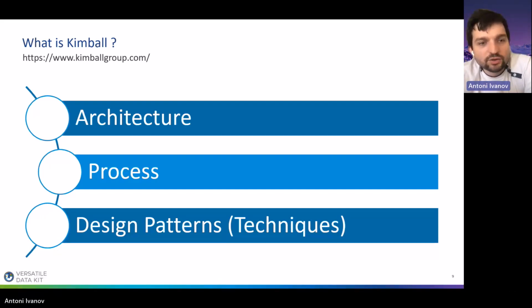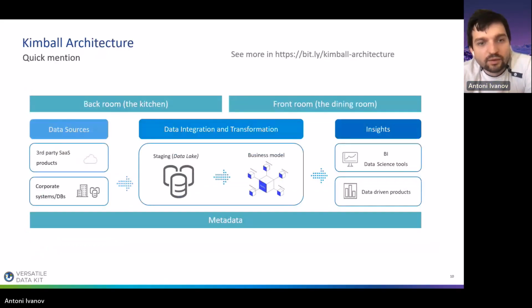One is the Kimball architecture. The second is the Kimball design process. And the third thing is the Kimball technique or design pattern. I say design patterns because the Kimball techniques are very similar to software engineering design patterns, but for modeling. So I'm going to very quickly mention the Kimball architecture. You can read a lot more on the Kimball Group site, which is linked above in the short link, bit.ly Kimball architecture.